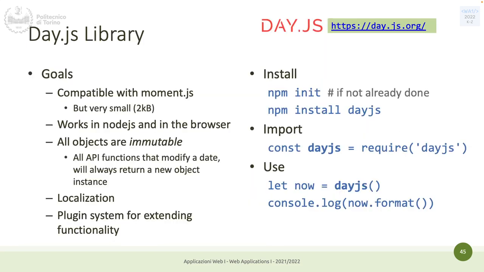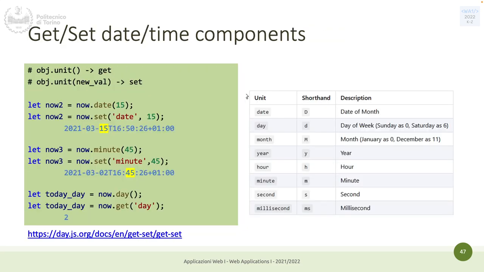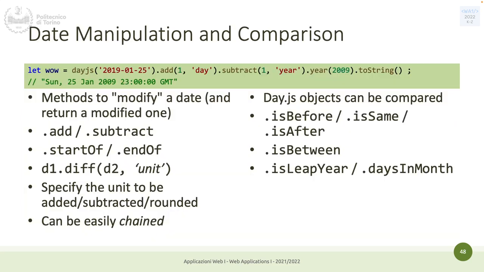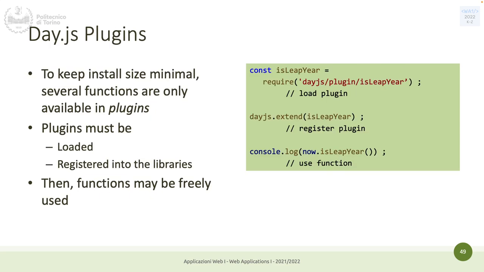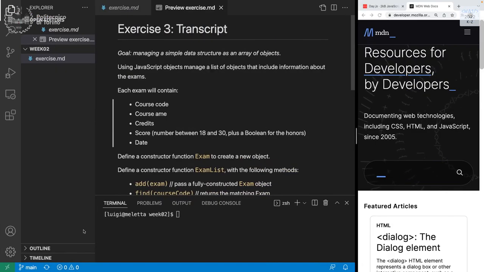And so here the slides show you the website, how to install it, how to import it, and how to use it. And there is a bit of documentation, but it's the same documentation we can find on the website. So I'm not going to read this because actually it's not particularly complex. You can create a date, you can compare dates, you can see if a date is after another date or before another date. You can get the date of today, etc. So whatever you can imagine about dates, probably there is in some way in the library. What we are going to do now, instead of reading the slides, is try to use day.js so that we can actually experiment with it. And we are going to use day.js to do this exercise.